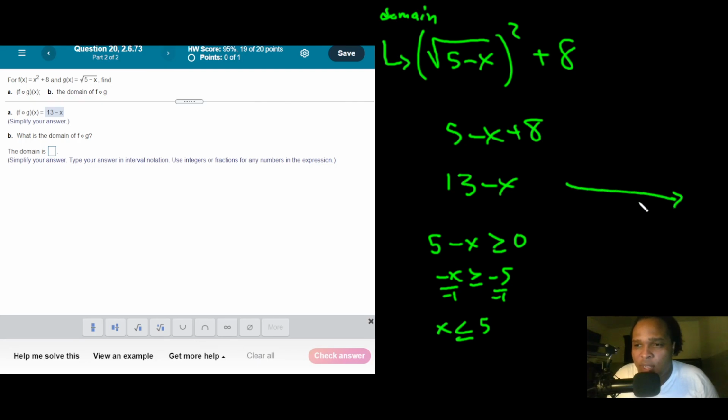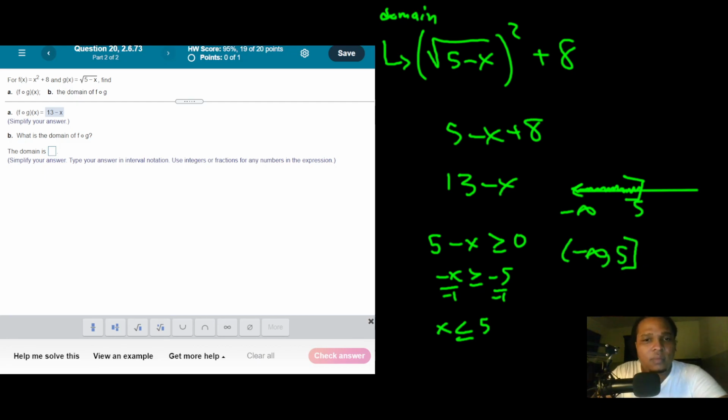So here's your number line. Sorry about that. Here's your number line. Here's 5. Less than or equal to 5 would be in that direction, to negative infinity. So this is negative infinity to 5 with a bracket. And that's going to be the end of this section.